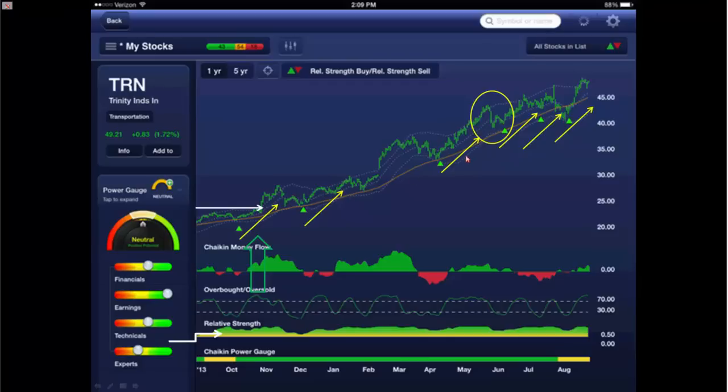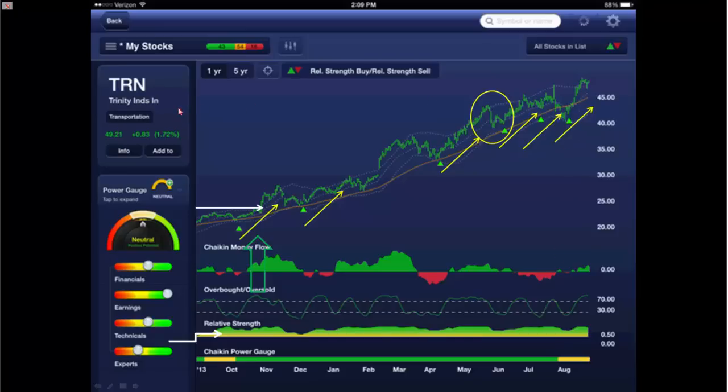And look at all these opportunities after a relative strength buy signal to benefit from a sharp upward move, whether you're a trader, swing trader, or an intermediate investor for your 401k plan. This works. And I've been using Trinity in webinars since way back in February. And there's been a whole series of relative strength buy signals. The last one happened in August when the stock was underperforming the market. I'm sorry, when the power gauge rating had turned neutral. But because it was still outperforming the market, that signal worked.